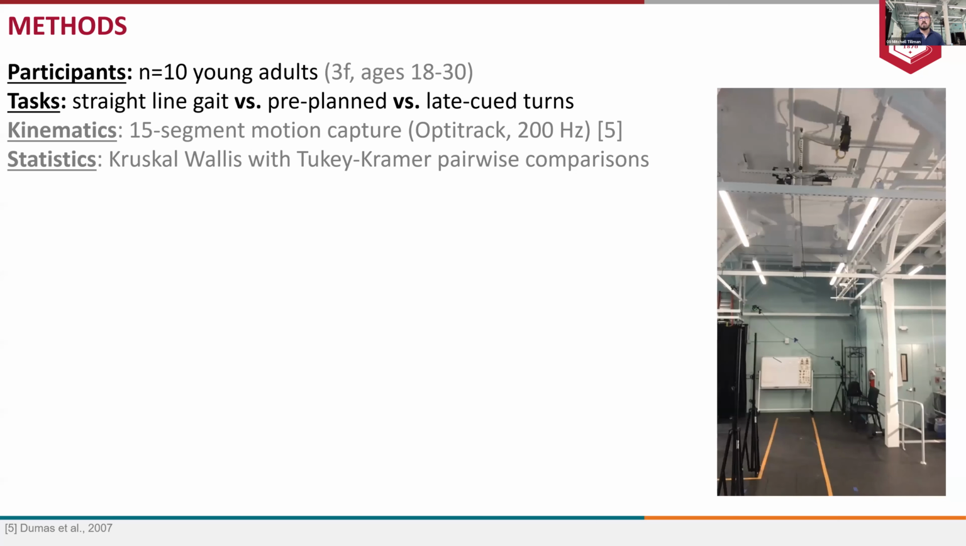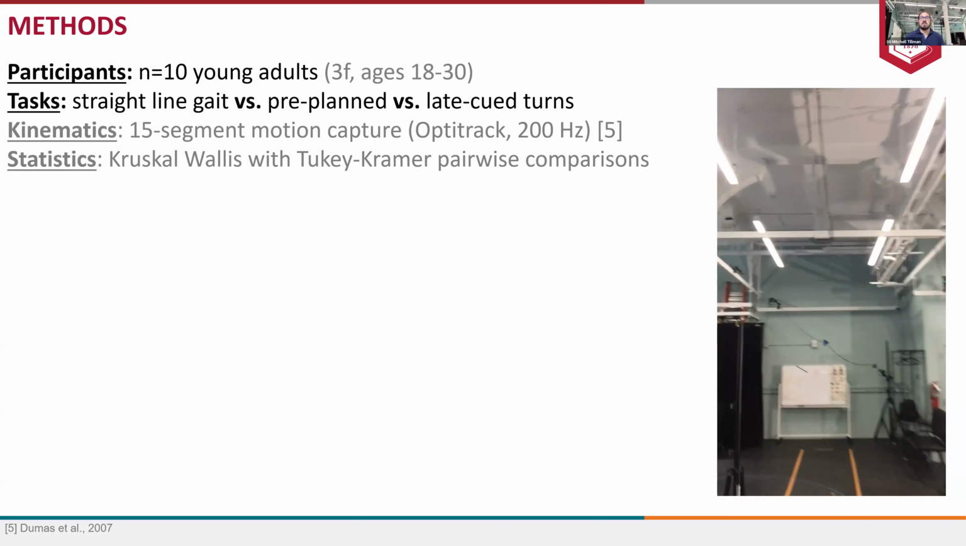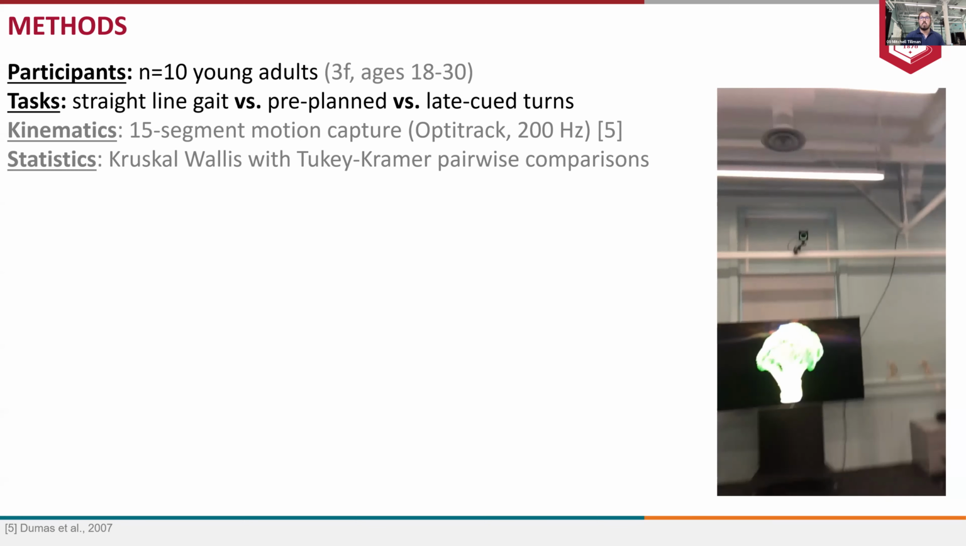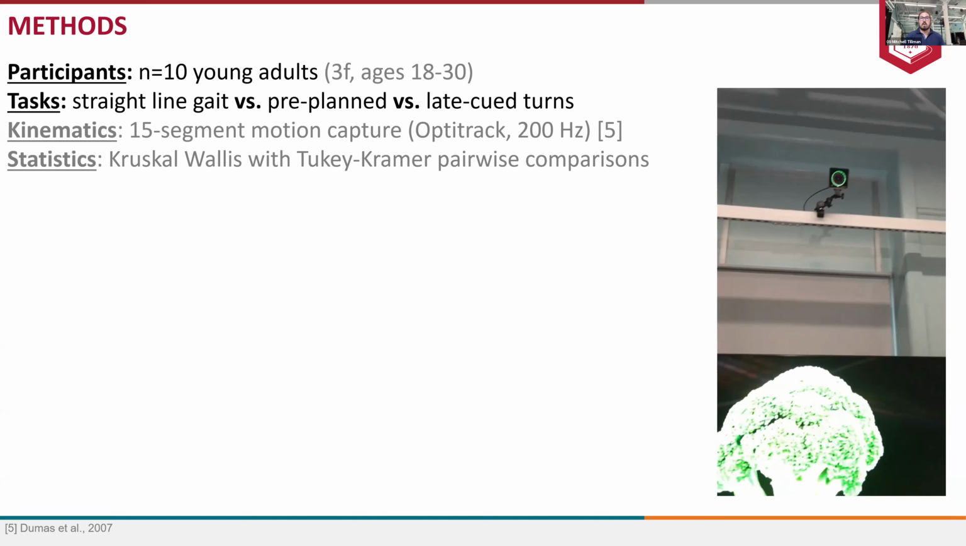We asked 10 participants to perform straight line gait, pre-planned turns, and late cue turns to the left. During these tasks, we asked them to pretend that they were in a grocery store, but that they were not in a rush. In the late cue turns, we told them that there was a 50% chance that the grocery item of interest was in the aisle, and if it was not, there was a visual cue for them to continue walking straight down the 10-meter walkway.